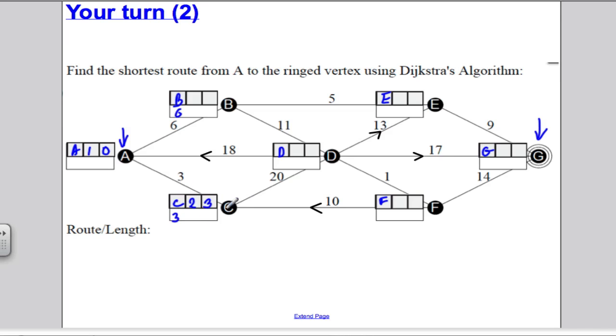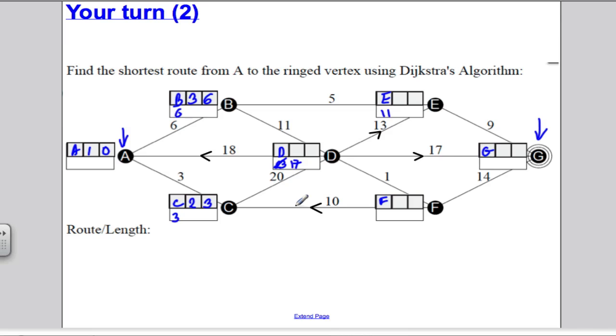Where can I go to from here? Along here, which would be another 20, so that would be 23. I cannot go along here, so that's the only place I can get to. The smallest out of my temporary labels is therefore this one, which is my third one, of weight 6. Where can I get to from here? Well, I could go along here in the 6 and 11, which would be 17, or I could go along here, which is 6 and 5, which is 11.